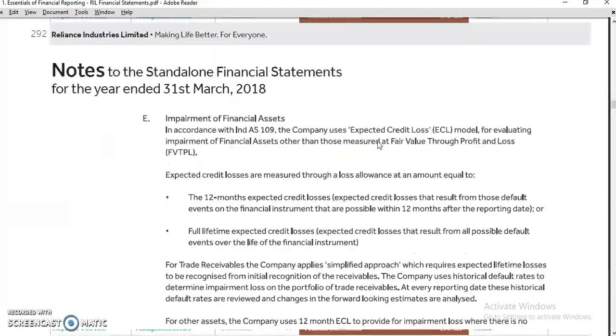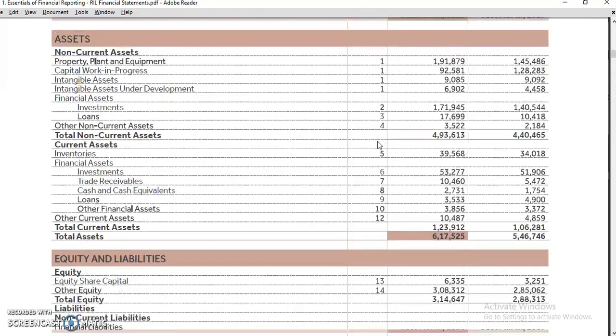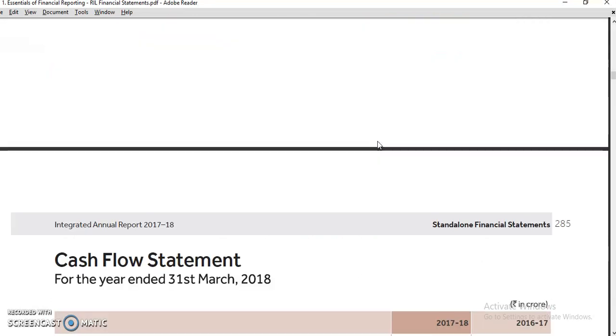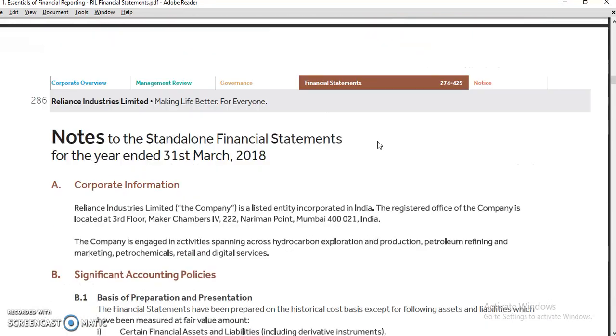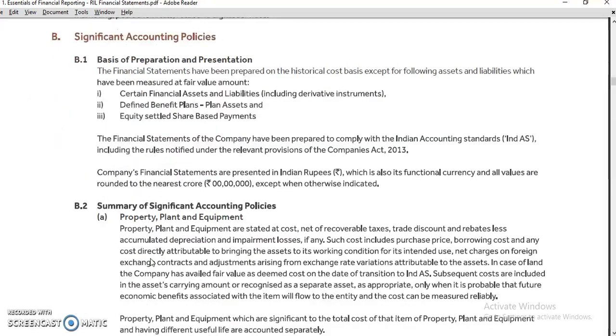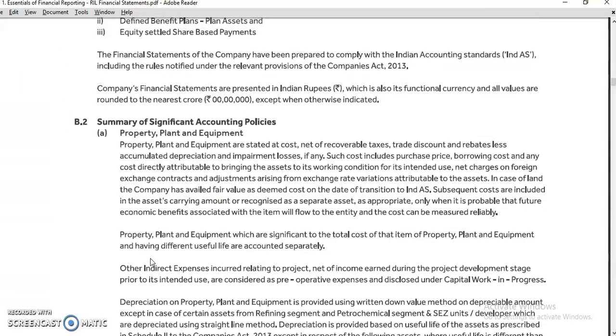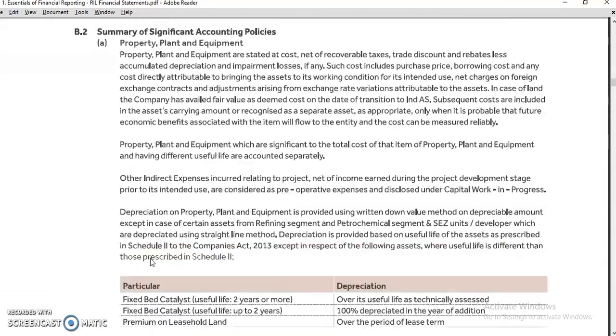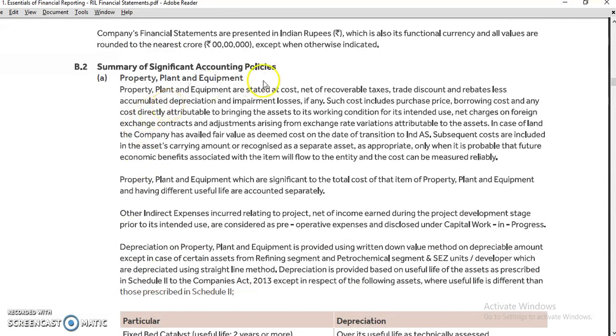Here we can see, in the notes to accounts, companies usually give the corporate information, then significant accounting practices, and significant accounting policies. Here you will see the policies on how they are charging depreciation. Property, plant and equipment are stated at cost, net of recoverable values. The depreciation on property is charged using the written down value method.